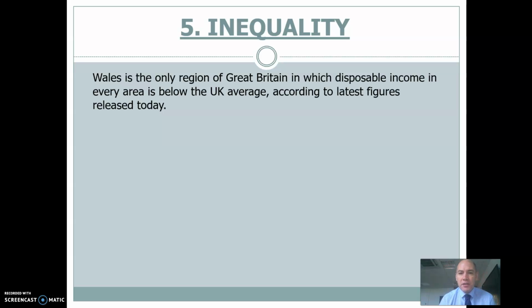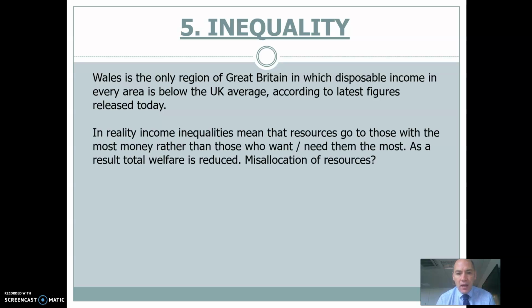Wales is the only region of the UK in which disposable income figures in every part of Wales are below the average in the UK. What does this mean in reality? Well, inequality means that resources go to those people with the most money rather than those who want or need them the most, and as a result total welfare is reduced, again looking at a misallocation of resources.